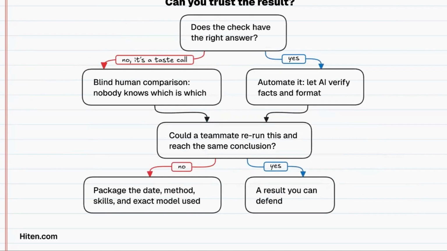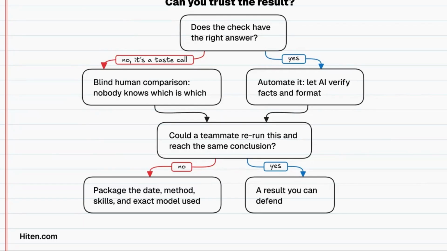And then the next flowchart, this one's really important, is: can you trust the result? So does a check have the right answer? If the answer is no, then you want to do a blind human comparison, where nobody knows which is which, so you can start assessing it. And if the answer is yes, the check does have the right answer, then you're going to automate it, let AI verify facts and format.